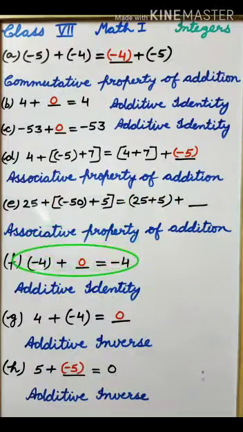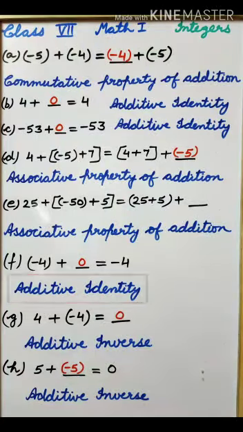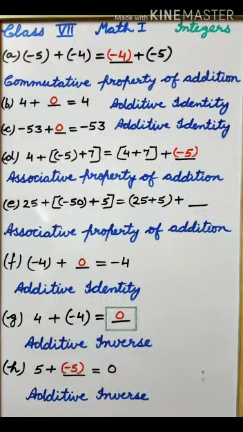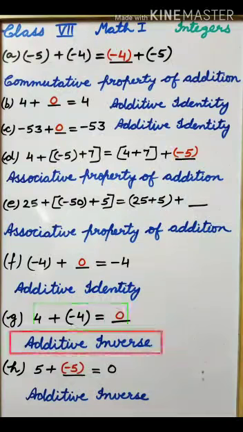Now F part is minus 4 plus dash is equal to minus 4. 0 will come in the blank and the property is additive identity. In G part, 4 plus minus 4 is equal to dash. Again here 0 will come in the blank and the property is additive inverse, as the sum of an integer and its additive inverse is always 0.